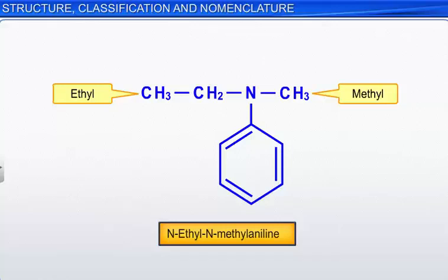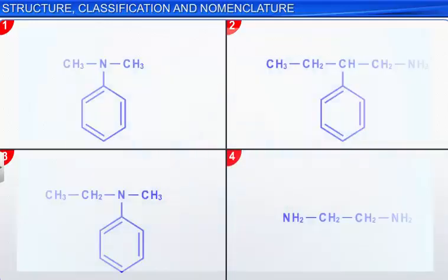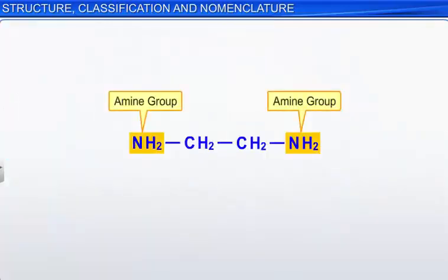In the fourth structure, as 2 amine groups are present on the 2 adjacent carbon atoms, the compound can be named as ethane 1,2-diamine.